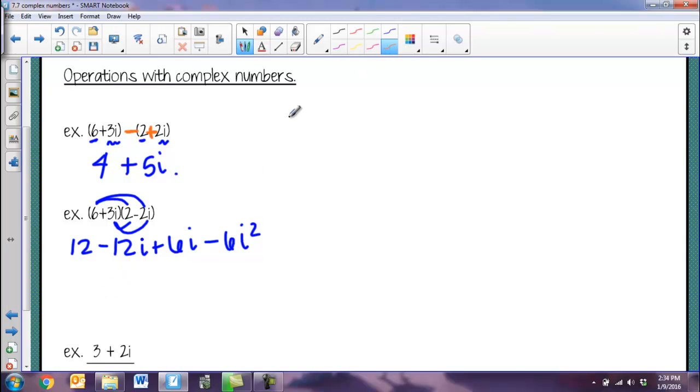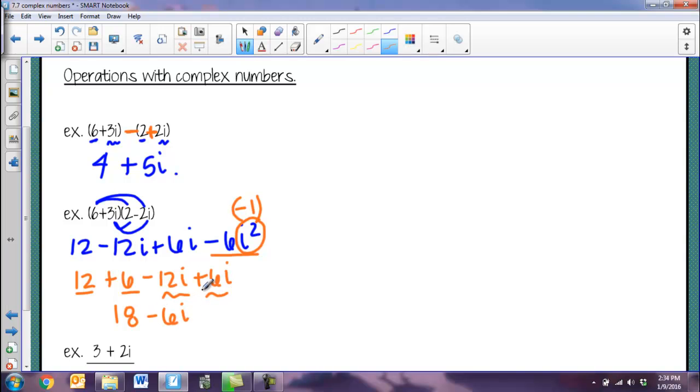Now the one thing I know from that chart with all the i's on it is that i squared is just equivalent to -1. And so really here I have 6 times -1, or just positive 6, which is really, really nice, because then I don't have to worry about figuring out what to do with that i squared. So really what I have here is 12 plus 6, right, because that sign would change, minus 12i plus 6i. Combine my real parts together, so I'd have 18. Combine my imaginary parts together, minus 6i, and that's my answer. Remember, i squared equals negative 1.